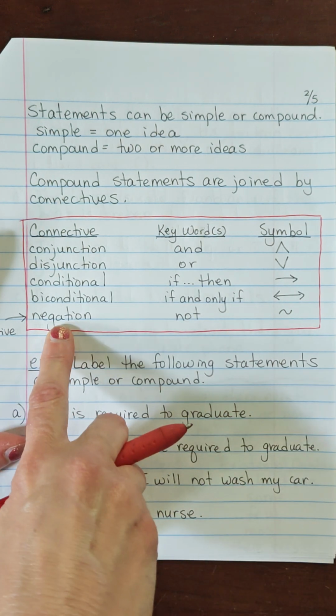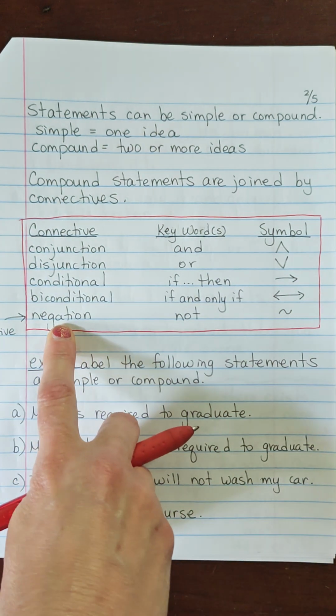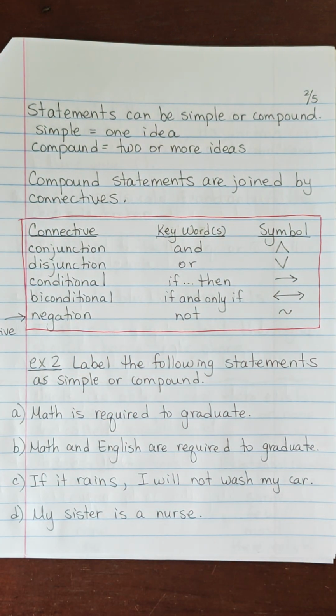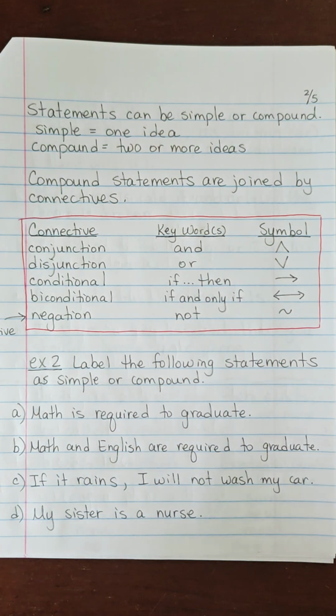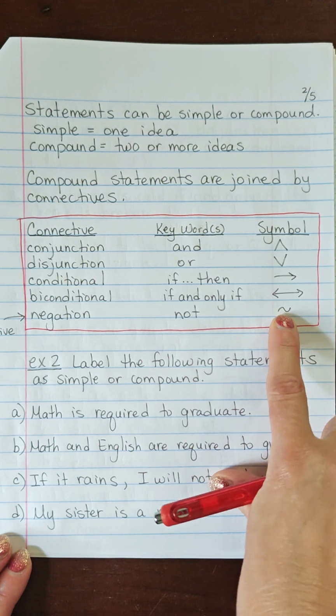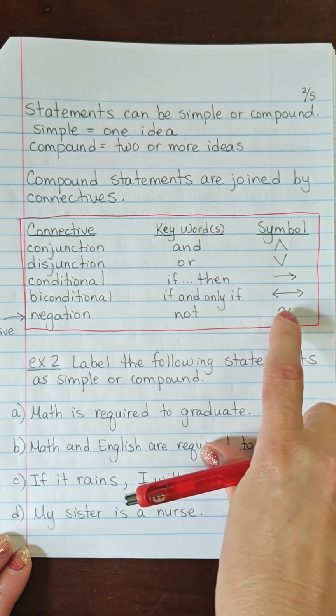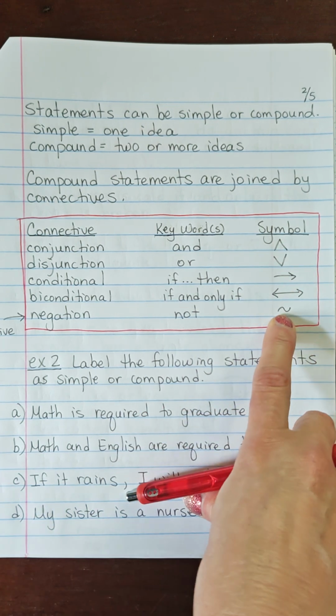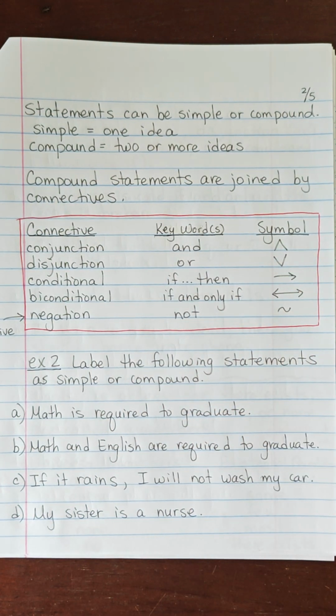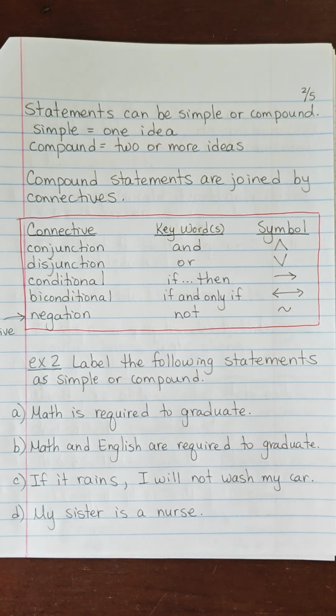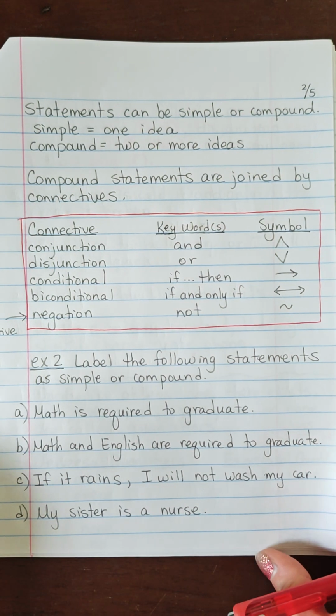And then lastly, this is not a connective, but I'm just putting it in the list with all of the others, just for quick reference. And that's a negation. Its key word is the word not, and we use this little tilde for the symbol. This is going to be very similar to a lot of our set things that we did in the last chapter. So that's why I like doing this right after we've covered sets.